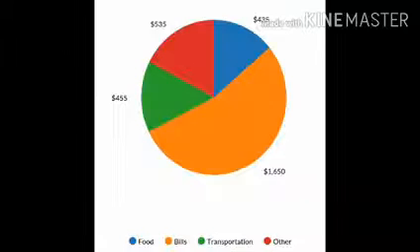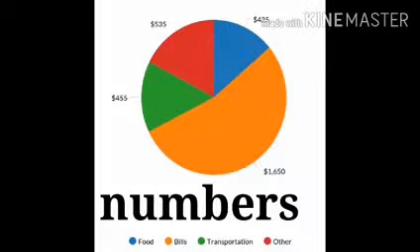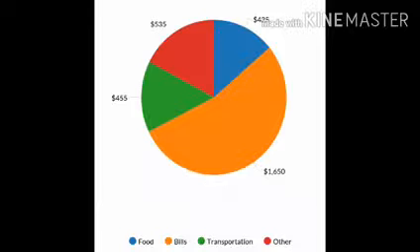Now see the next pie chart. Here the information is given in numbers. Here it is in dollars. It can also be in rupees. It can be in numbers. It can be in hours. It can be in meters, kilometers, anything. So here you can see the green portion shows $455. The orange portion represents $1,650.